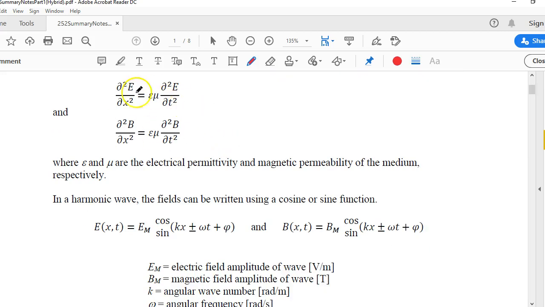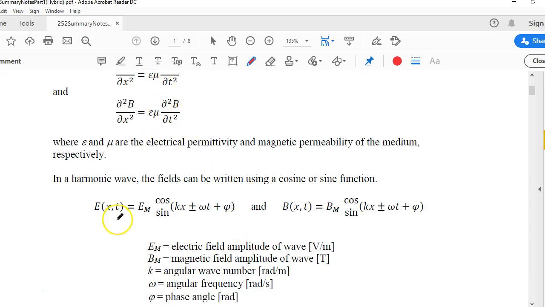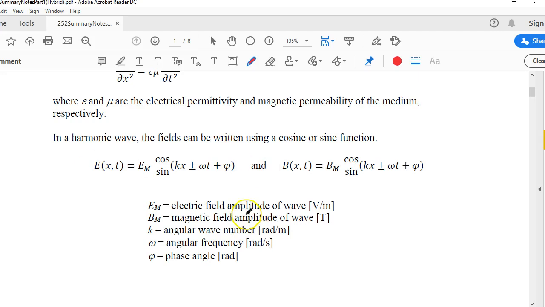So in fact, the solution of these differential equations, two possible solutions for the electric field, would be either using a cosine or a sine function, and similarly for the magnetic field. So if you go with the cosine for E, you're going to have to go with the cosine for B, assuming that the phi is the same. Okay, so these are the functional forms, the harmonic wave forms.